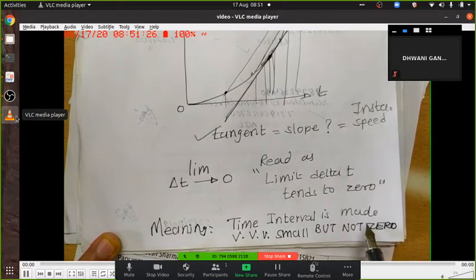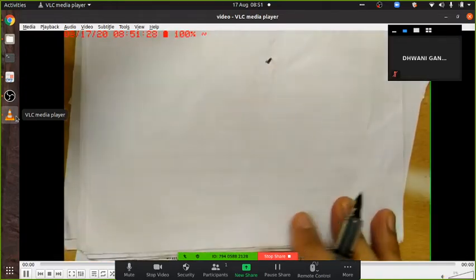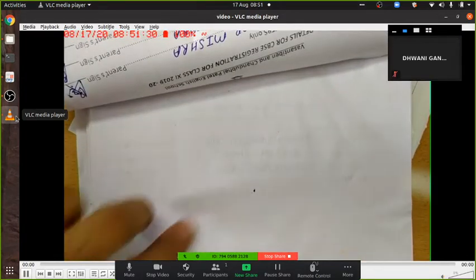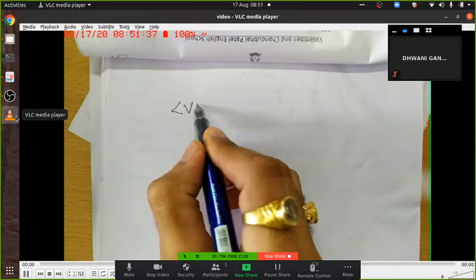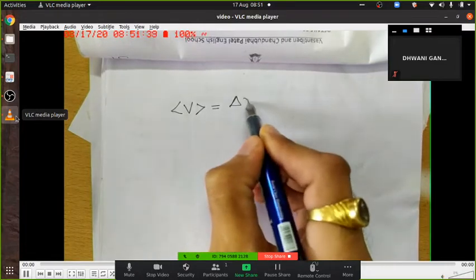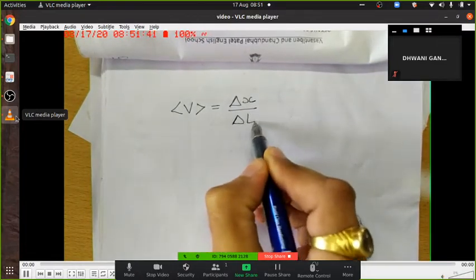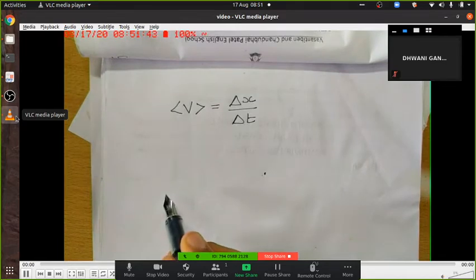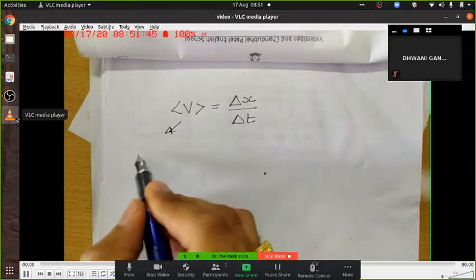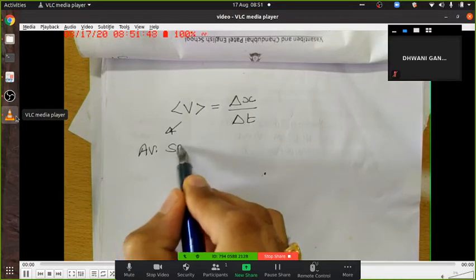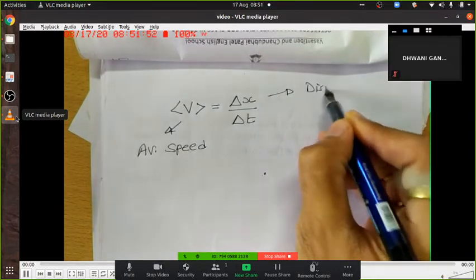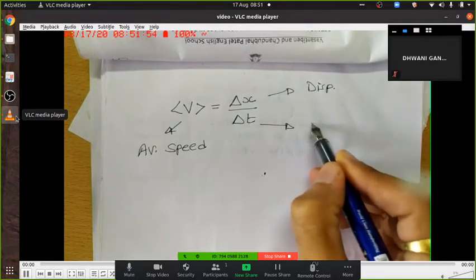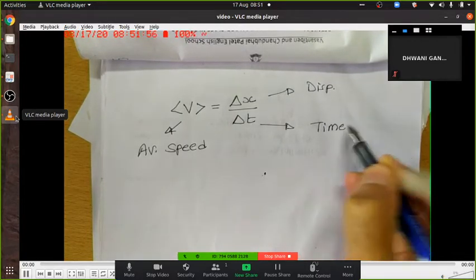ओके, तो बात कहाँ पर थी हमारी पहले कि भैया, average velocity we use like this, equal to delta x by delta t, right? What was this? Average speed or velocity. Delta x was displacement, delta t is time interval.